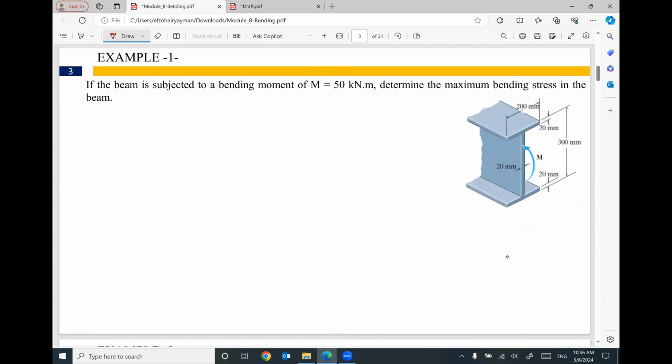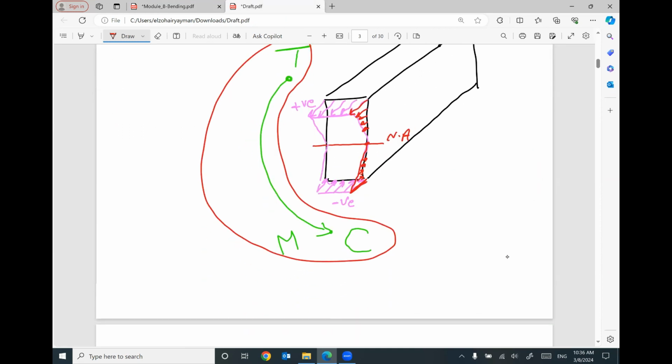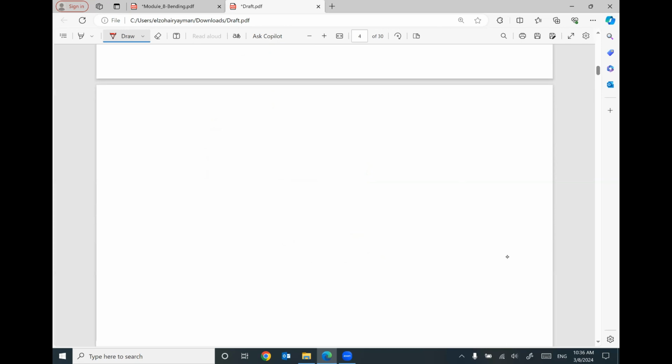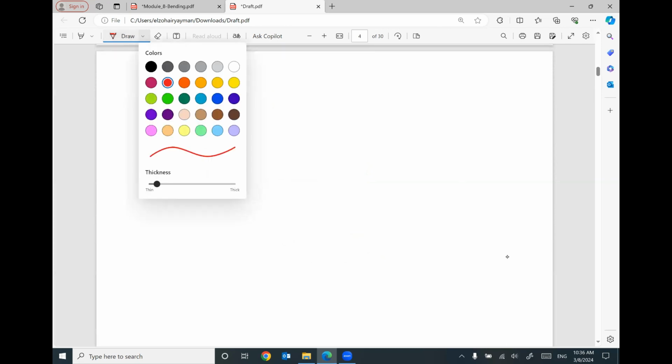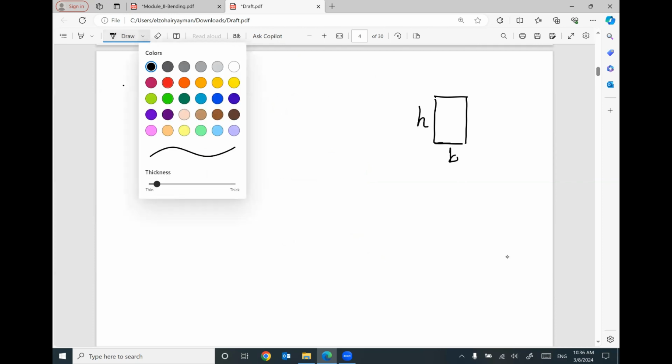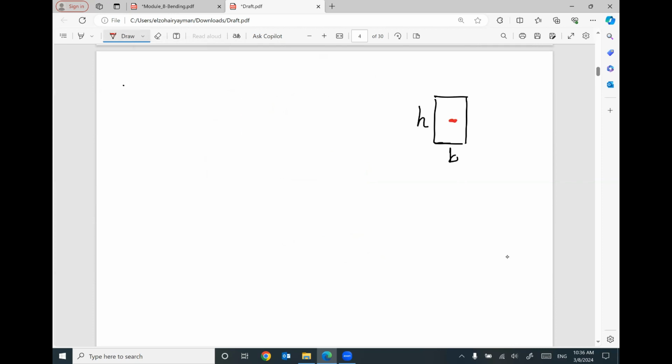But before going through this example, I would like to remind you of something very important. If we have a rectangle with width b and height h, and this rectangle has this centroid, and this is your x-axis.